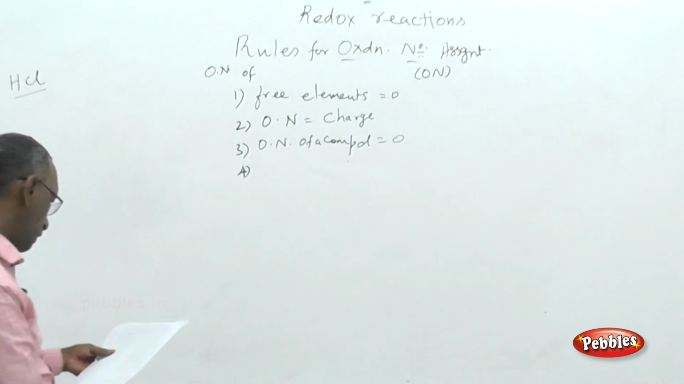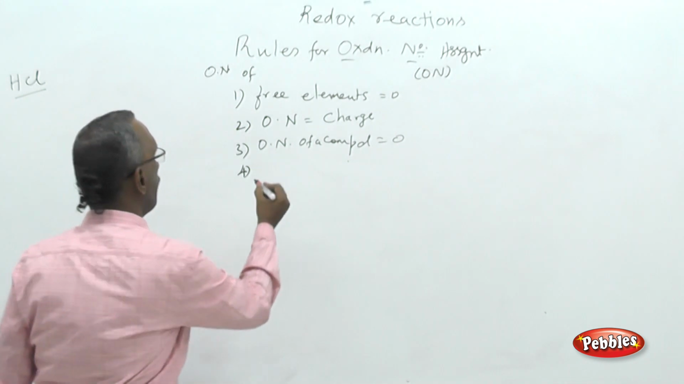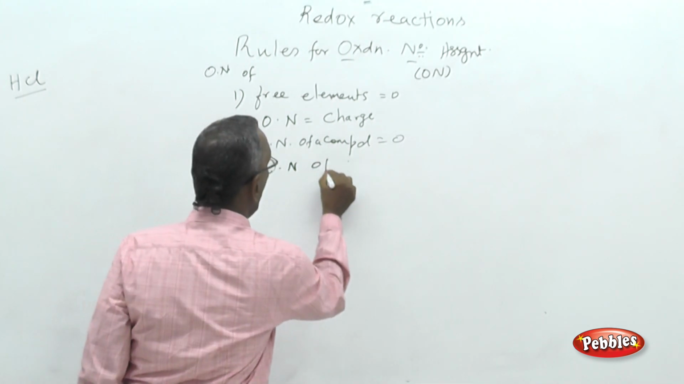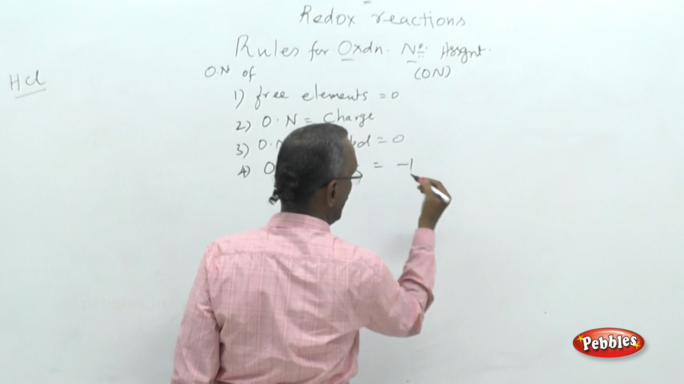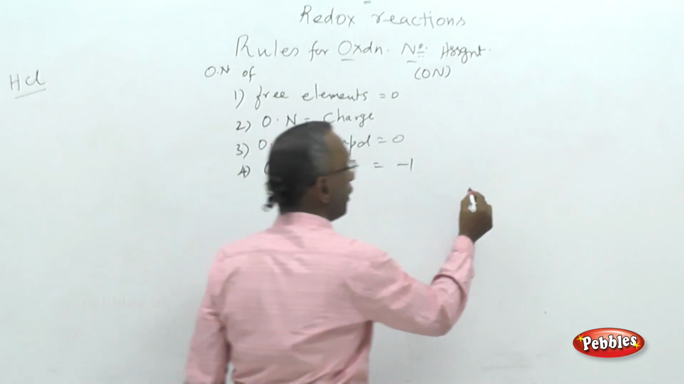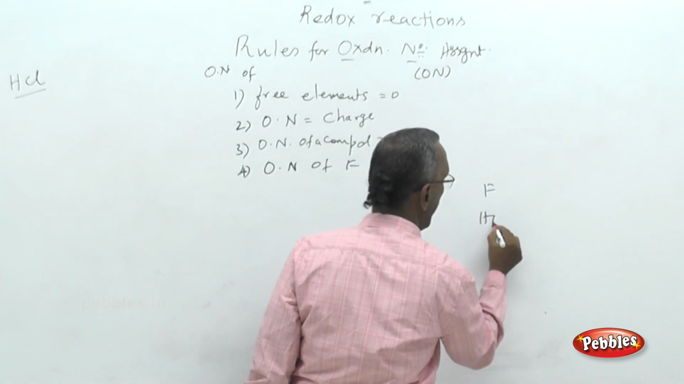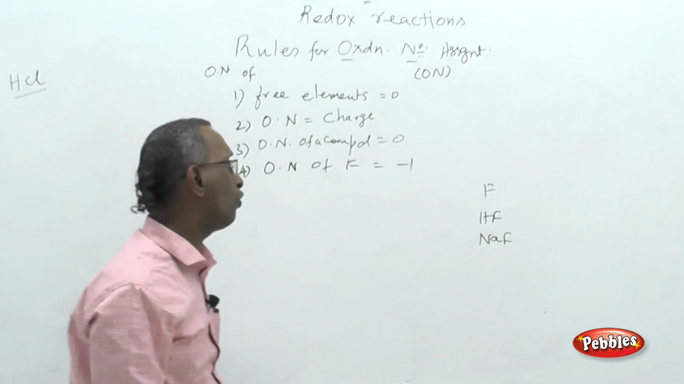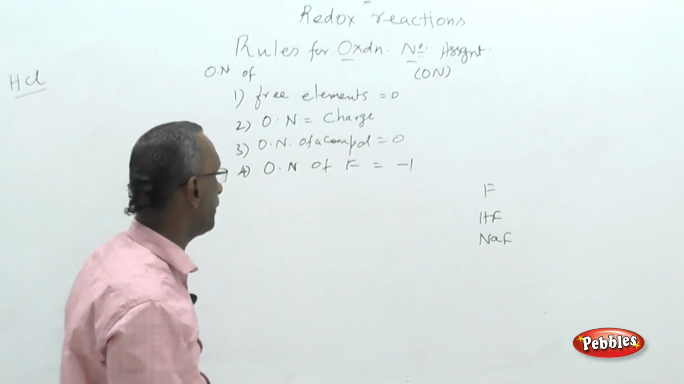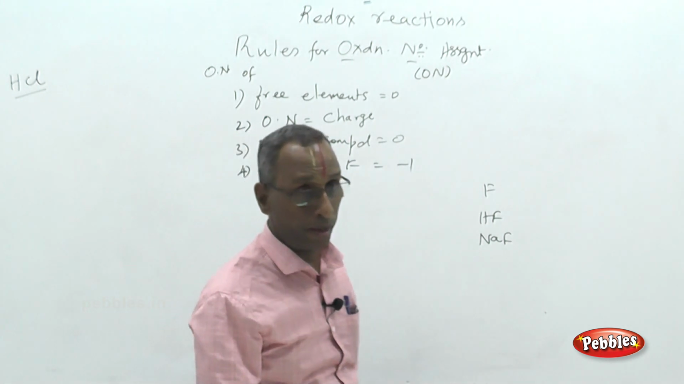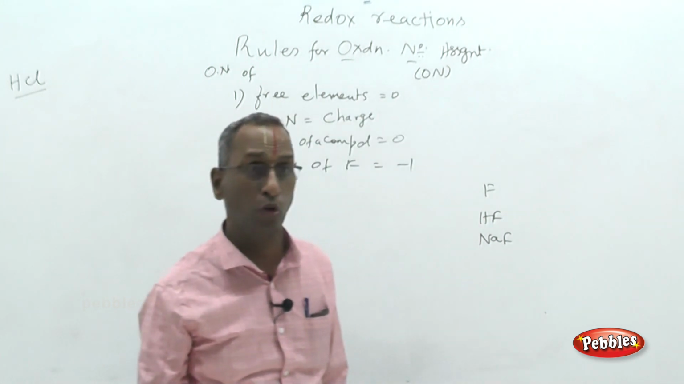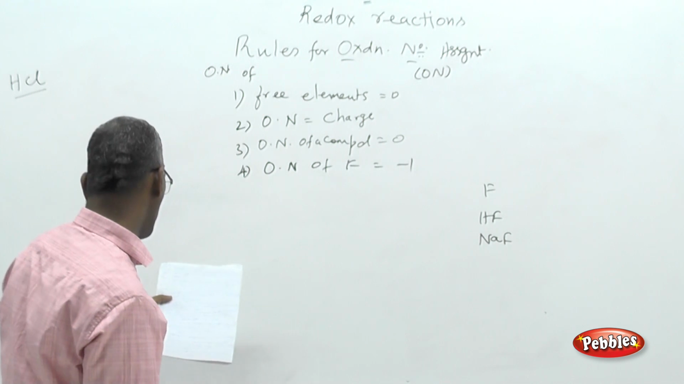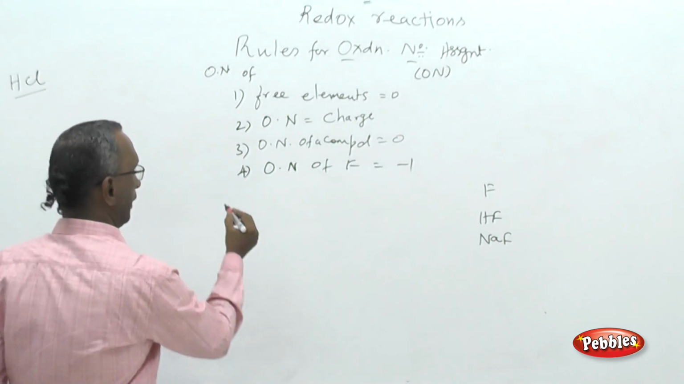Now the fourth rule is regarding the oxidation number of fluorine in its compounds. The oxidation number of fluorine in all of its compounds is -1. If you take any fluorine compound, it is always called a fluoride: HF, hydrogen fluoride; NaF, sodium fluoride. Fluorine is the most electronegative element in the periodic table. It attracts electrons from all other atoms, excepting of course the inert gases. So the fluorine oxidation state is mostly -1.